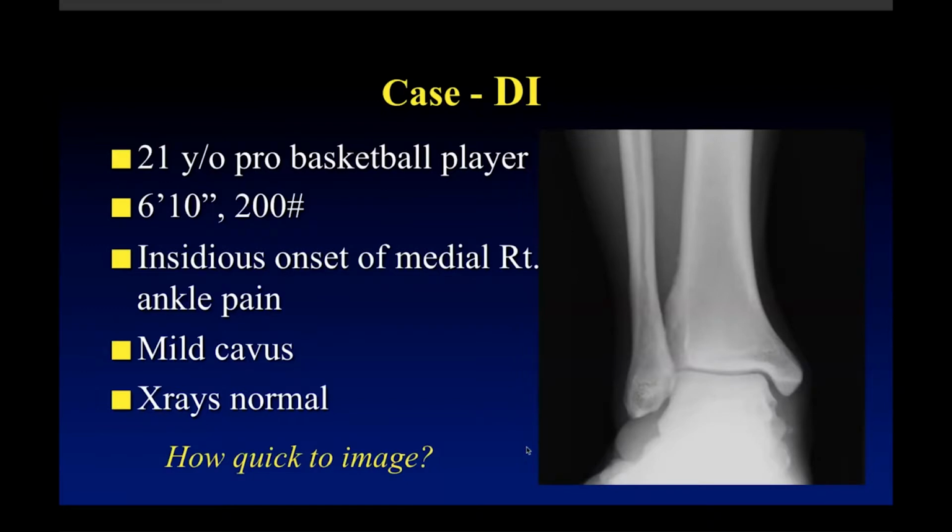So Marty, you get a player of that size with medial ankle pain, mild cavus, maybe a little positive percussion test over the medial malleolus, but x-rays are normal. Do you image him right away? Absolutely, get an MRI, because I've missed so many of them. I've had so many walk in the door who've been sat on for a couple of weeks with their normal plain X-ray and have come in with that big fracture line you showed before.